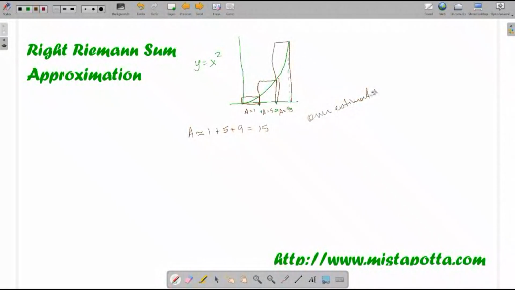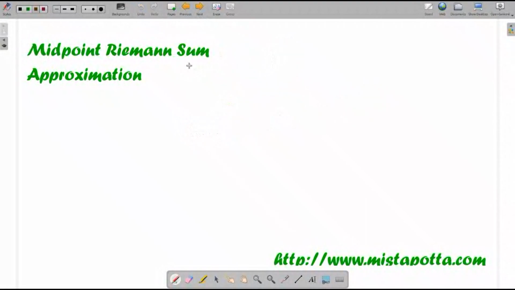And this is pretty clearly an overestimate, because I'm certainly including area that was not in my original graph. So the thing is, a left Riemann sum and a right Riemann sum have their difficulties, because I'm either going to be including area that I don't want, or I'm going to be excluding area that is actually part of my curve. But Riemann also came up with the notion of using a midpoint Riemann sum approximation.